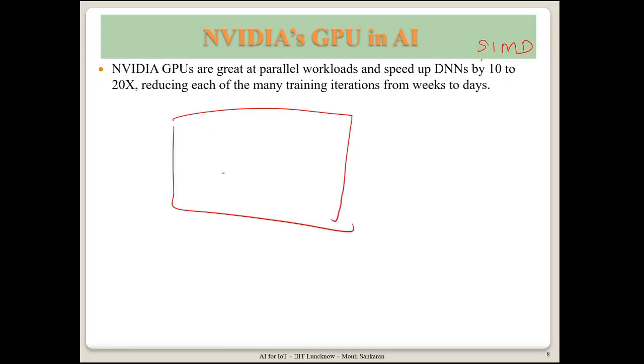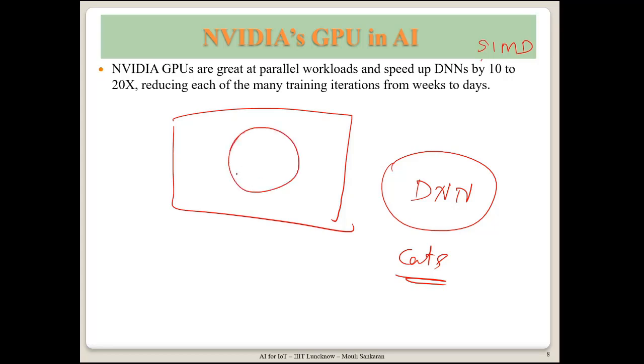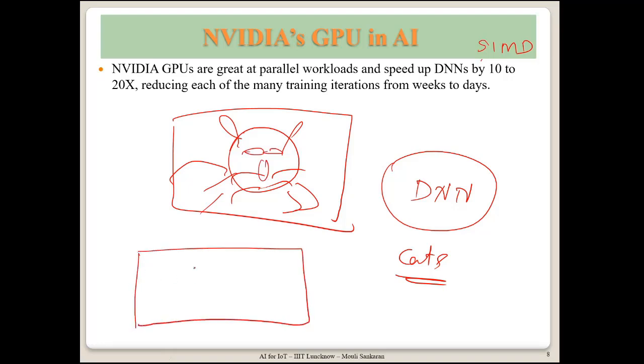Suppose you have a DNN which is capable of identifying cats. You may give only a cat image here, and then it may identify it is a cat. Now the beauty of this DNN and using GPU is that you need not have just one cat in the image. There can be multiple cats in your image, but still the network can identify them, and it can even identify where all the cats are found.